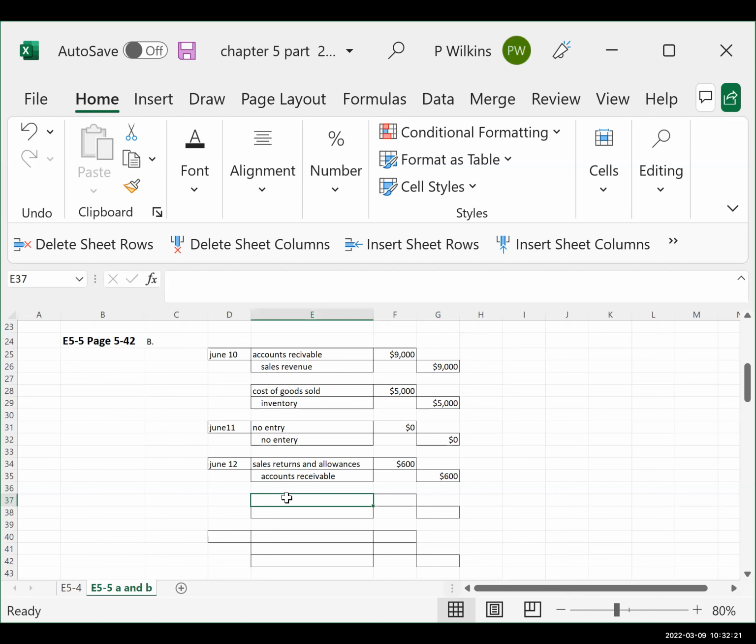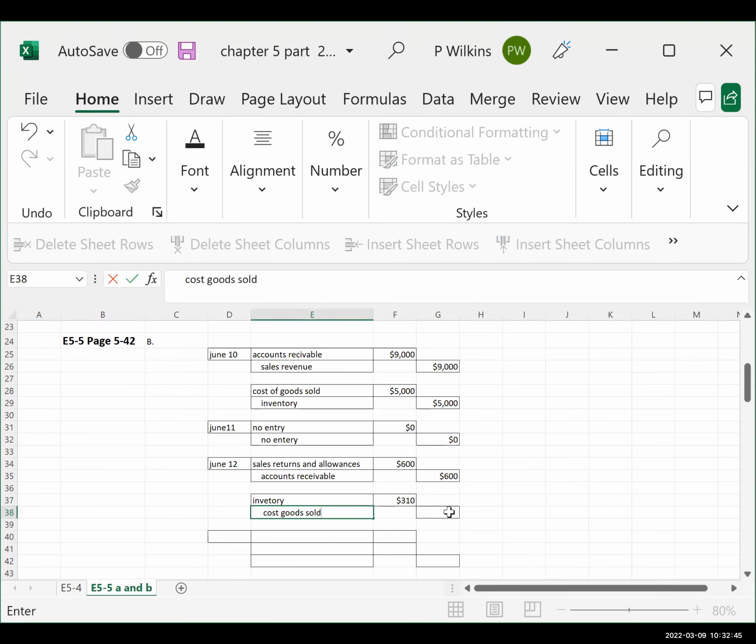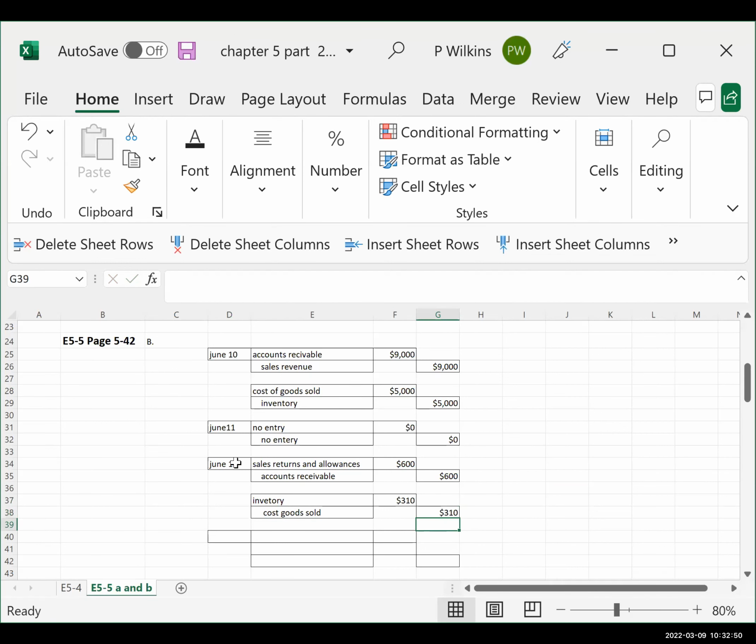Then we need to do the second part, which is getting the stuff back into our inventory. So we're going to debit inventory. And we're debiting inventory for the cost of the goods, and they told us that was $310. And then we're crediting cost of goods sold because we want to reduce cost of goods sold because the item's no longer sold. It's back in inventory. Okay. If it was an allowance, we would only be doing the top part, which is the portion of what the customer would be getting credit for.